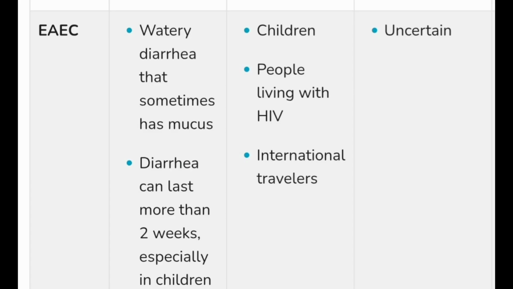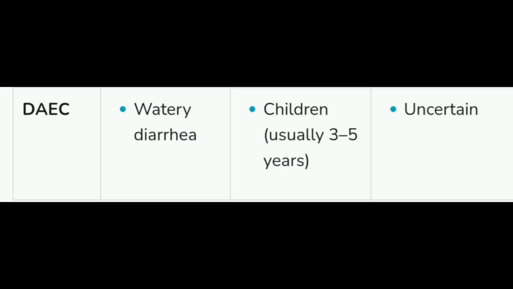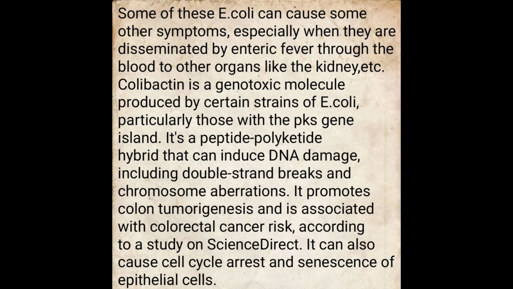Yeah, enteroaggressive E. coli, this is also the picture. It affects children and people living with HIV. They are already immunocompromised, and with the watery diarrhea too, children usually 3 to 5 years of age. Some of these E. coli can cause some other symptoms, especially when they are disseminated by enteric fever through the blood to other organs like the kidney, etc.